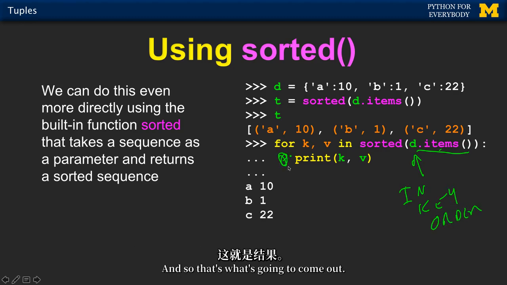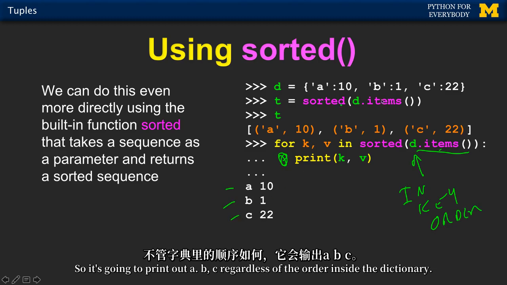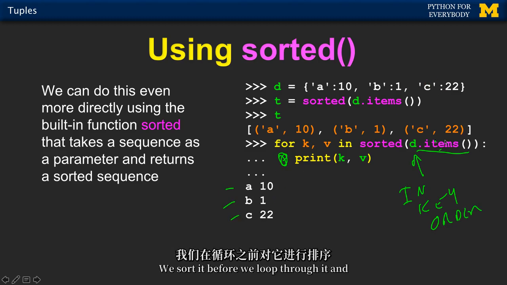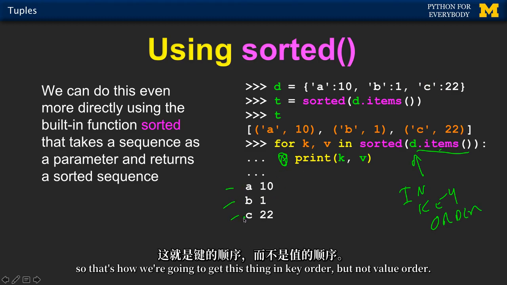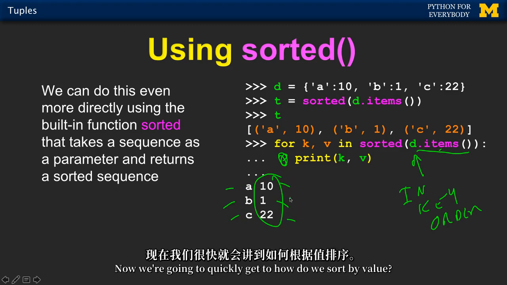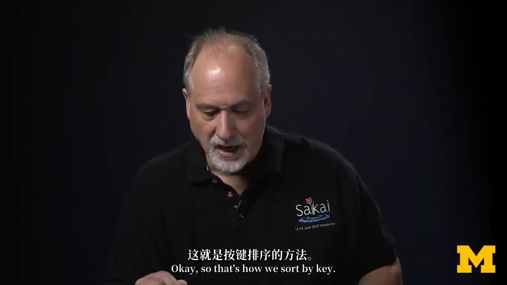And so that's what's going to come out. So it's going to print out A, B, C. Regardless of the order inside the dictionary, we sort it before we loop through it, and so that's how we're going to get this thing in key order, but not value order. Now, we're going to quickly get to how do we sort by value. Okay, so that's how we sort by key.